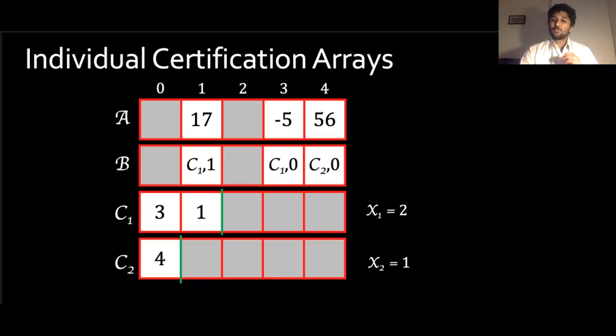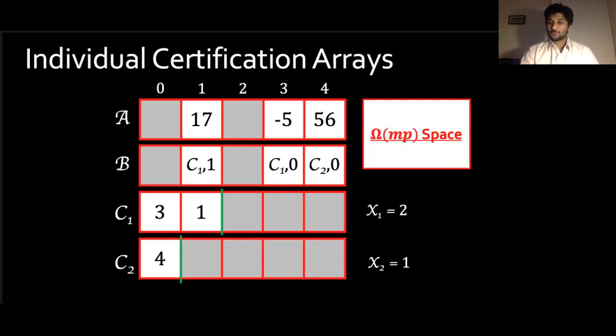Correspondingly, the certificate pointer array B will store certificate array comma index pairs: which array and which location in that array holds the valid certificate. This solution works, but it blows up the space complexity to m times p, since every process should have enough certificates to certify all the indices in case that process is the first to write into every one of the elements of A.